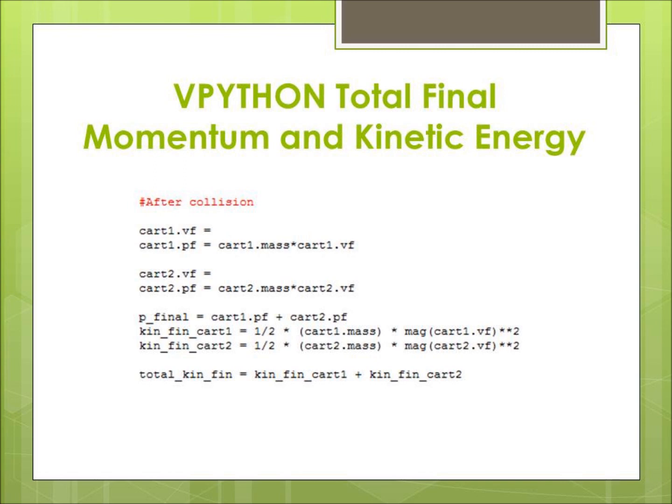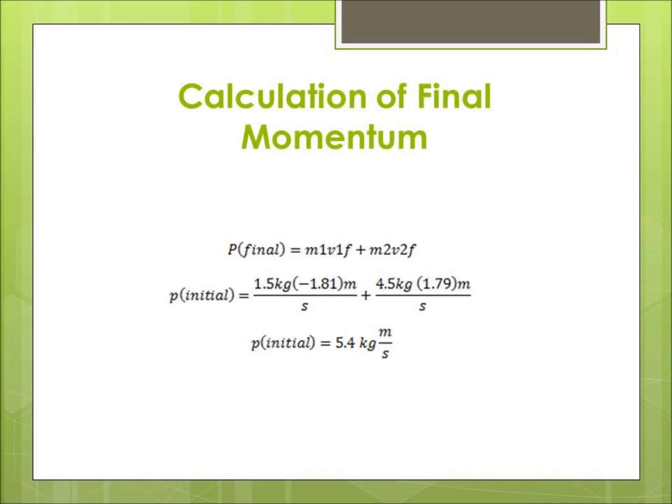The VPython code shows how I've calculated momentum and final kinetic energy through using the mass given and the velocities found. In order to calculate final momentum, I took the mass of the first object times its velocity plus the mass of the second object times its final velocity. From here, I got the final momentum to equal 5.4 kilogram meters per second.